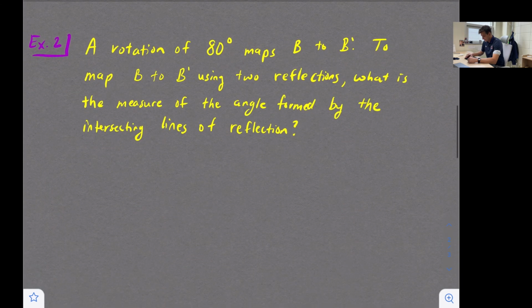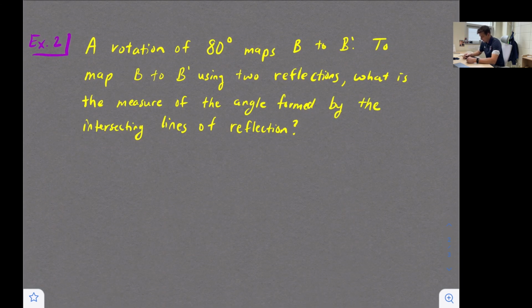All right, example 2 says a rotation of 80 degrees maps point B to point B prime. To map point B to point B prime using two reflections, what is the measure of the angle formed by the intersecting lines of reflection? So notice how this one, they give us the angle of rotation. We need to work backwards to find the original angle measure that's formed by the intersecting lines.